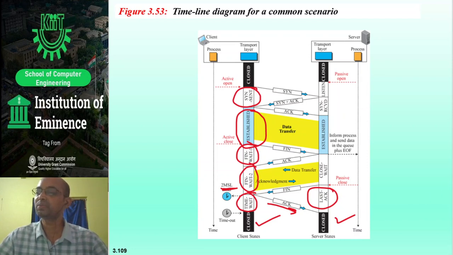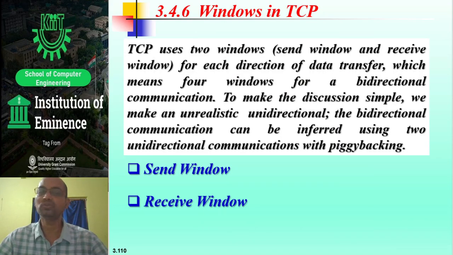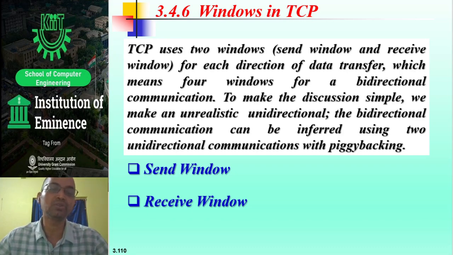Now coming to the TCP window. TCP maintains two windows, a sending window and a receiving window. The sending window, meaning the amount of data that needs to be sent, depends upon the receiver window size. The receiver has to inform how much data it can accept through the SYN message or through the data message. Accordingly, the sender window will be adjusted. So this is called the advertised window size.